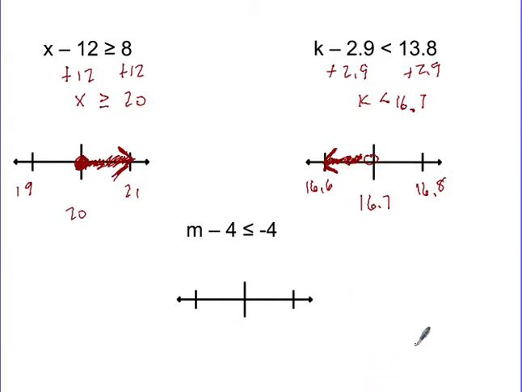Okay. And then this one, m minus 4 is less than or equal to negative 4, so add 4 to both sides. And m, oh, my microphone's dying, sorry. M is less than or equal to 0. So 0, negative 1, positive 1. And I need a closed circle at 0. And then shade to the left. Okay.